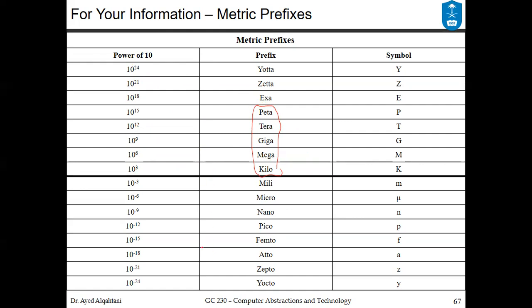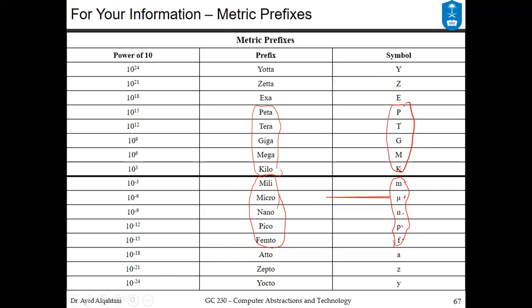Now going down in the negative powers, 10 to the power minus 3 is milli. 10 to the power minus 6 is micro. 10 to the power minus 9 is nano. 10 to the power minus 12 is pico. 10 to the power minus 15 is femto. Probably you have heard these somewhere. I'm not sure about the femto if you have heard it or not. Below that, you have 10 to the power minus 18, that's the atto. 10 to the power minus 21 is zepto. 10 to the power minus 24 is yocto. And you can see their symbols: the milli, micro, nano, pico, femto. These are the common ones that we use. Kilo, mega, giga, tera, and peta. And you have the other ones as well.